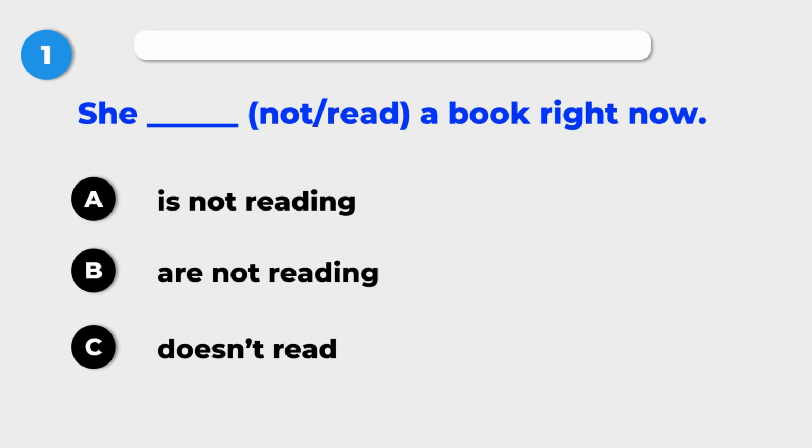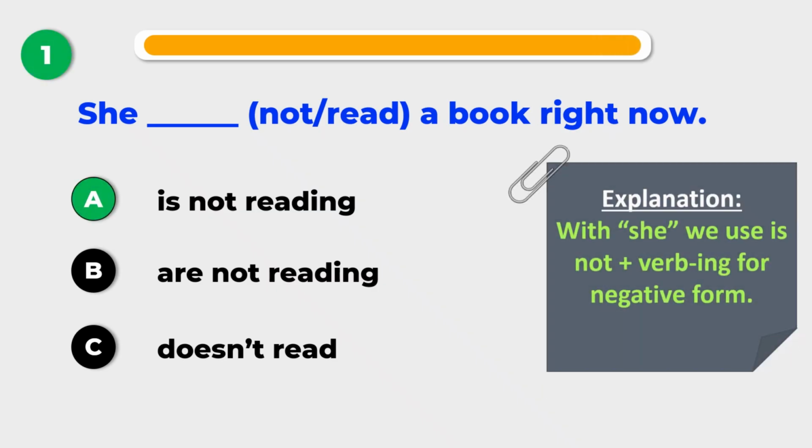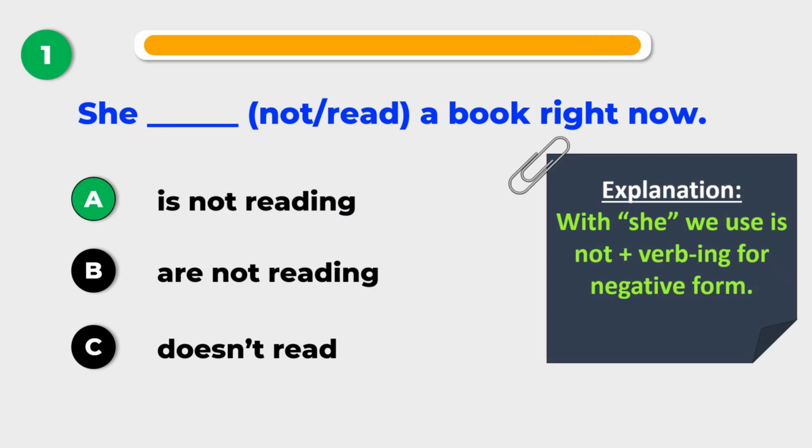Question 1. She dash a book right now. The correct option is A. Is not reading. She is not reading a book right now.